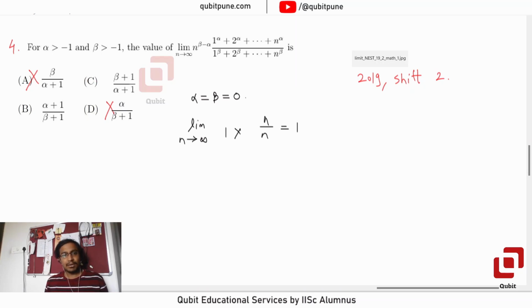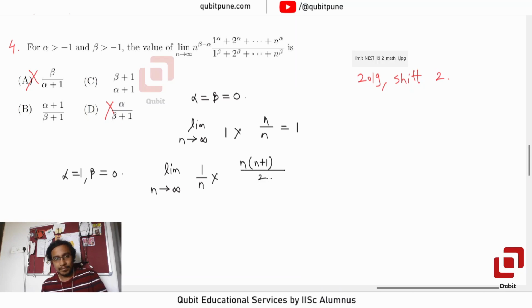Now what we can think of is, let us select alpha as 1 and let us select beta as 0. By doing that, as n tends to infinity, alpha is 1 and beta is 0, so this will be n raised to -1, or let us write it as 1 upon n, into, alpha is 1, so that would be the sum of the first n natural numbers, so n into n plus 1 upon 2.